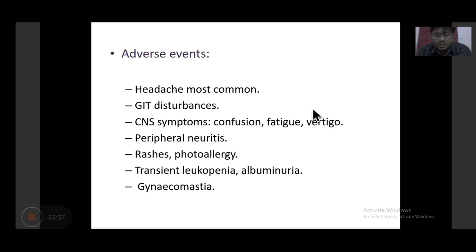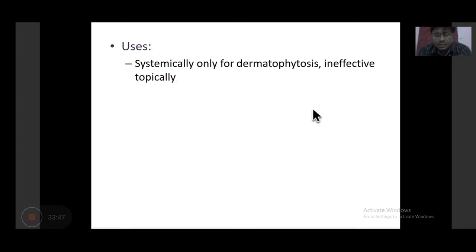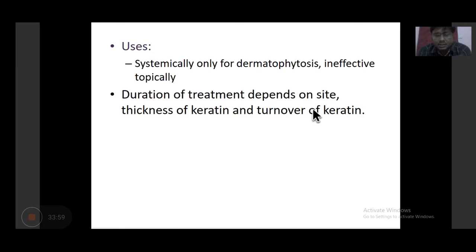So griseofulvin, and these are the side effect profile of griseofulvin you need to remember. Because of this toxicity and because of the availability of better antifungal agents, the use of griseofulvin is now obsolete. It is used systemically only for dermatophytes. You need to know what dermatophytes are; you need to read it from your microbiology books. It is ineffective topically. The topical preparations are not available. Only systemic preparations are available.